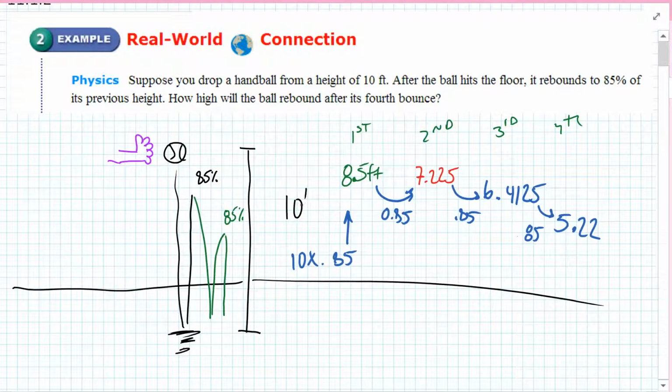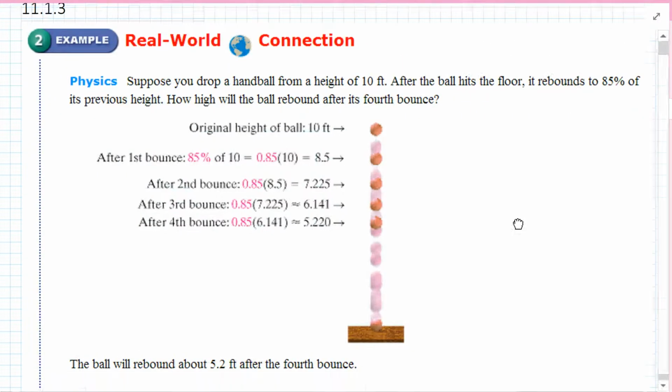So initially we were at 10 feet. It drops to 85%. So the first bounce, it rebounds to 8.5 feet. And then the second bounce, it only gets to 7.225 feet because we're multiplying it by 0.85. And then 7.225 times 0.85. So on the third bounce, it's only at 6.4125. Times that by 0.85. And the fourth bounce, we're at 5.22 feet. Okay. So that's us working it out the long way.